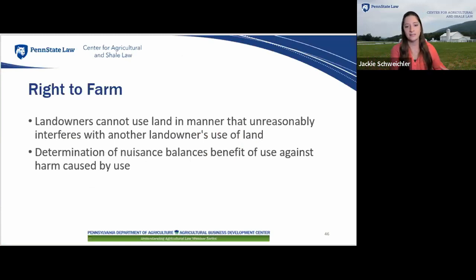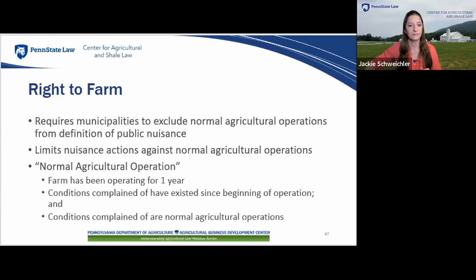So if a farmer sets up an agritourism activity that primarily operates at night, and there's loud music and bright lights everywhere, and it's located near a residential area, depending on how they go about it, right to farm might not protect that farmer, or maybe it will. The determination of reasonableness is going to depend on a few different factors.